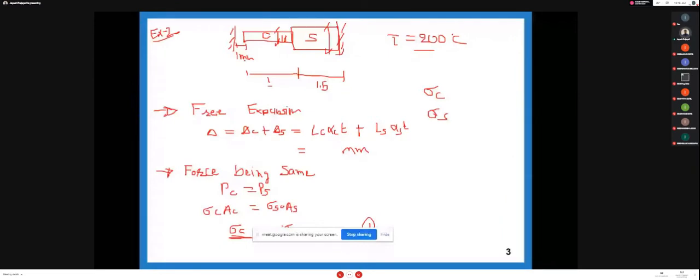And minus the 1 mm gap, at that time what is the stress in this? We calculate that next. So all of you first of all calculate the free expansion. Remember the length you have to take in mm.